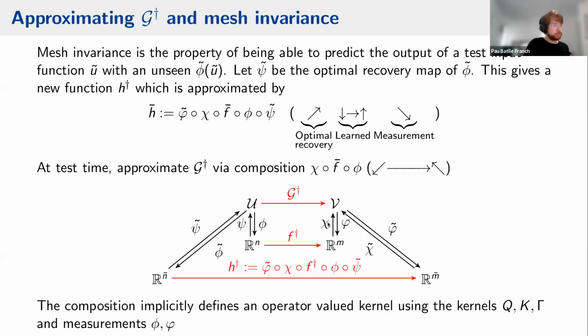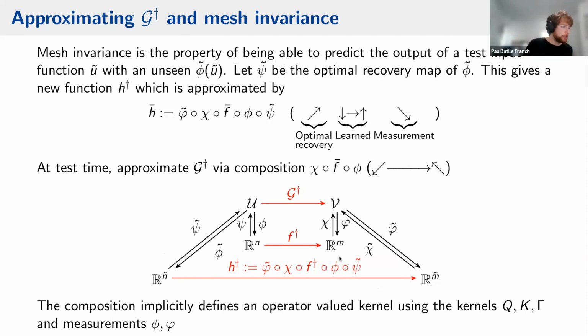But the situation that can happen in practice is that we have another function. We have a test function U tilde, and U tilde is evaluated at another mesh, or maybe we have a different set of measurements. It doesn't even necessarily need to be a subset of the mesh that we have trained on. It can be a completely different mesh. And for this mesh, we can also consider the optimal recovery map, which we can see here in this diagram as these diagonal arrows.